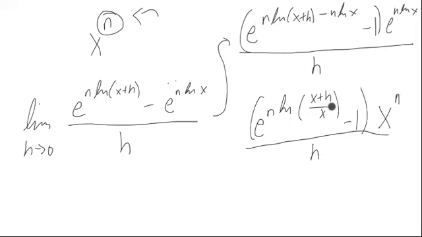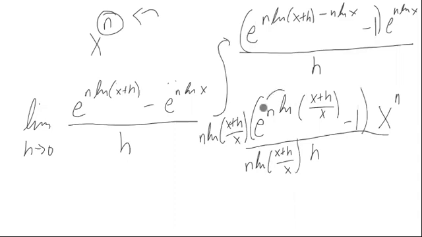Now, notice something. As h goes to 0, this inner part is going to 1. Natural log of 1 is 0. So it looks like you have e to something that's going to 0, minus 1, over something else that's going to 0. It'd be nice if we could kind of relate what's happening here to what's happening down here. So what are we missing? It'd be nice if we were to multiply top and bottom of this fraction right here by n natural log of x plus h over x.